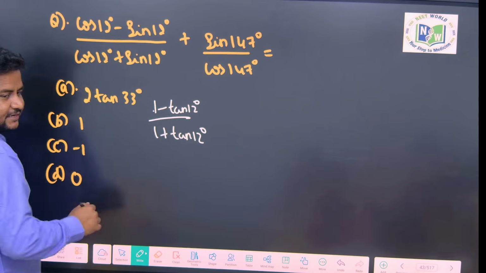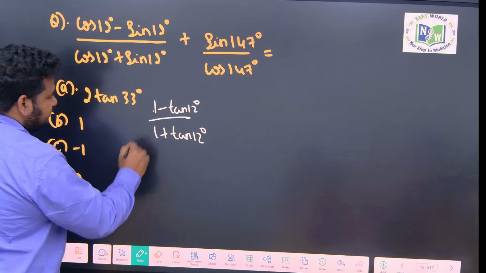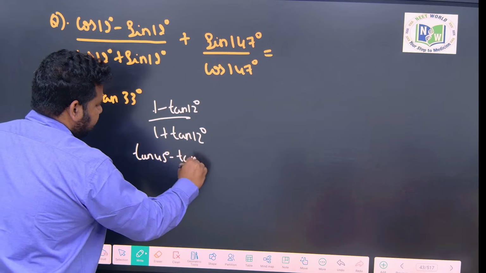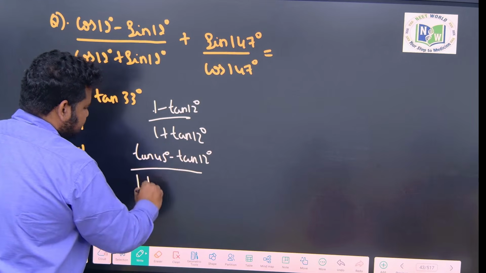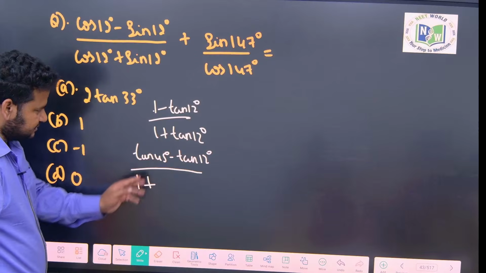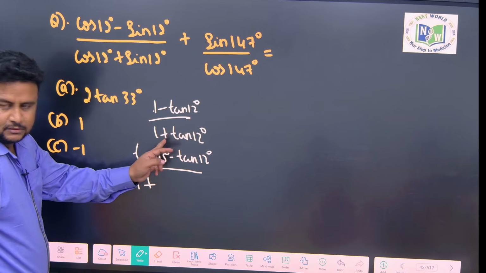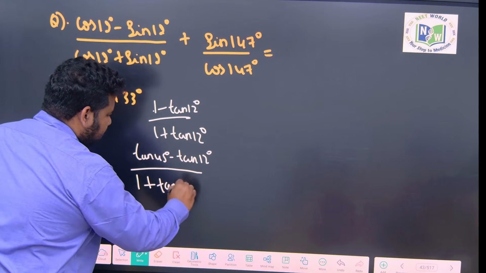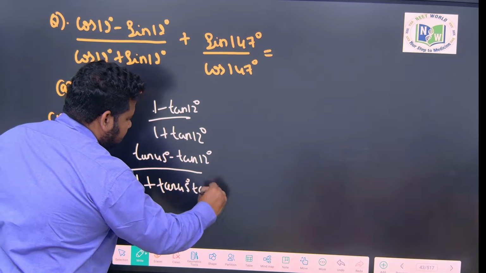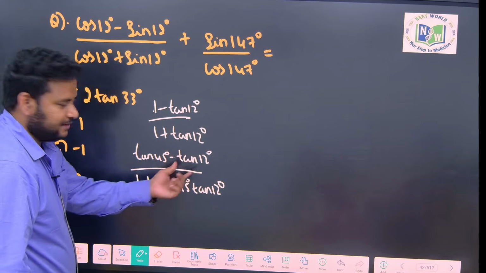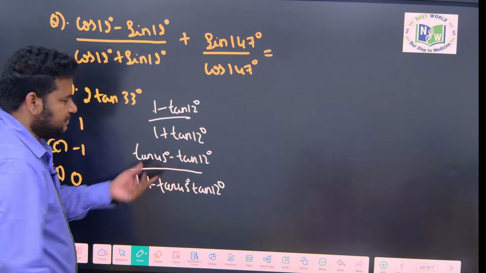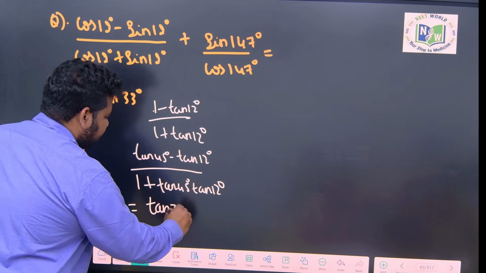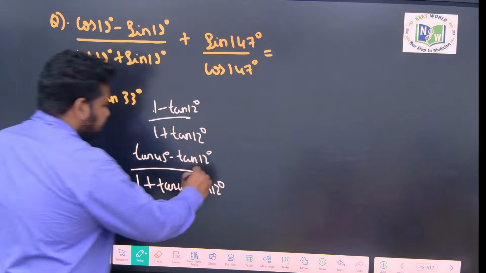Now this 1 can be written as tan 45. So this 1 can be written as tan 45 minus tan 12. In the denominator, keep the 1 as it is, and in place of that 1 I can write tan 45 into tan 12. Very good. So this becomes tan A minus tan B divided by 1 plus tan A tan B, which is tan of A minus B. Tan of 45 minus 12, this will become tan 33.